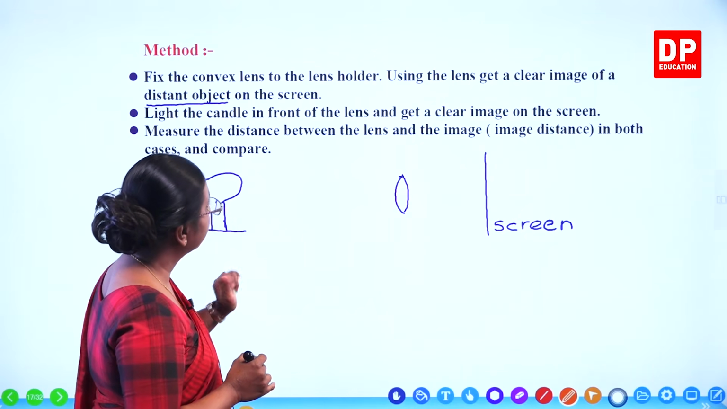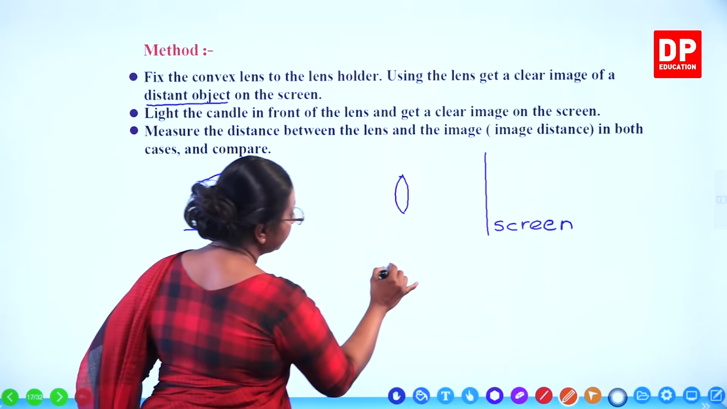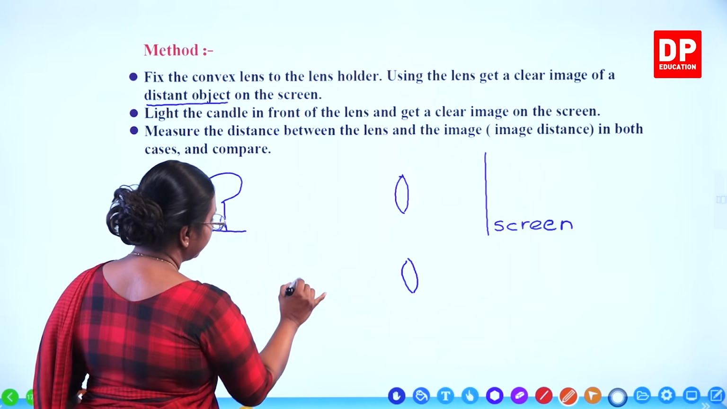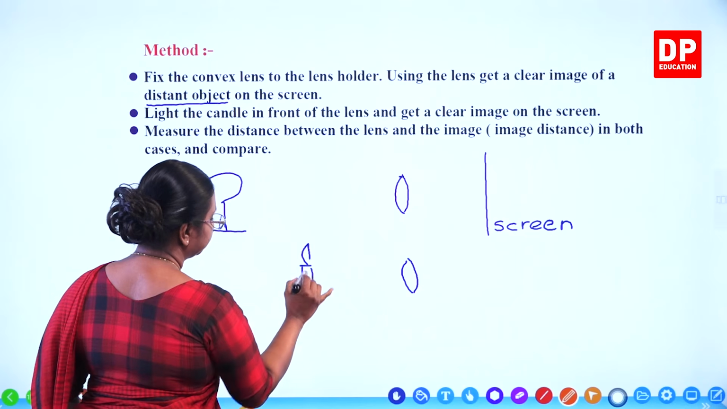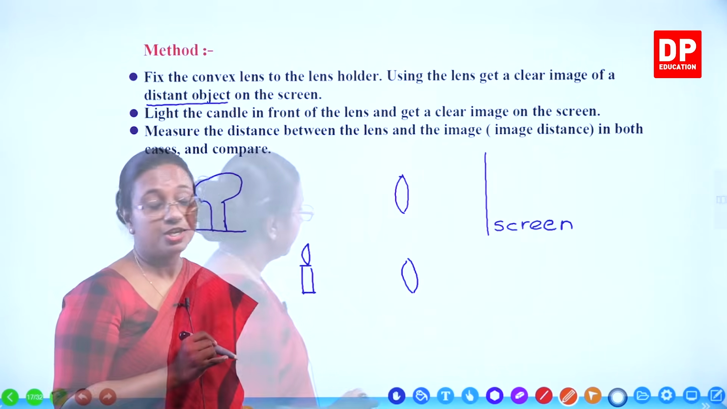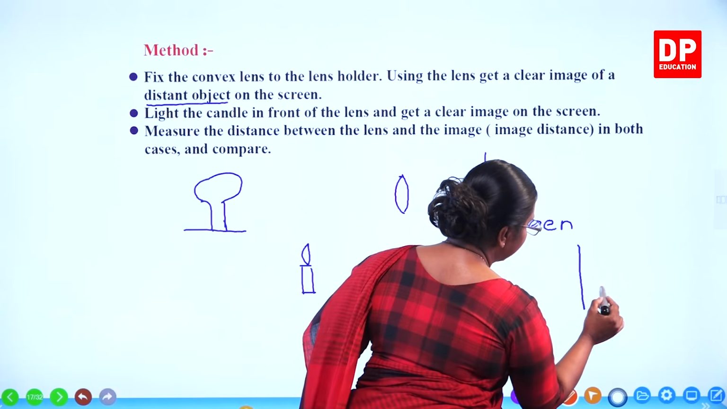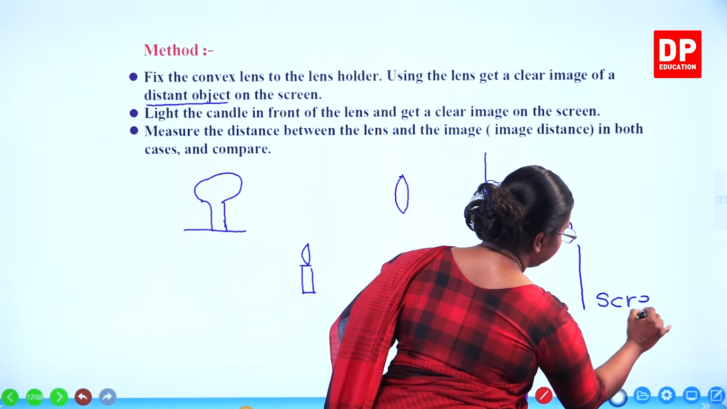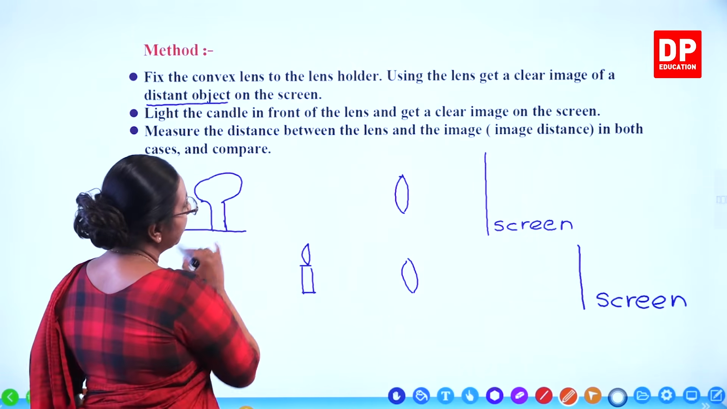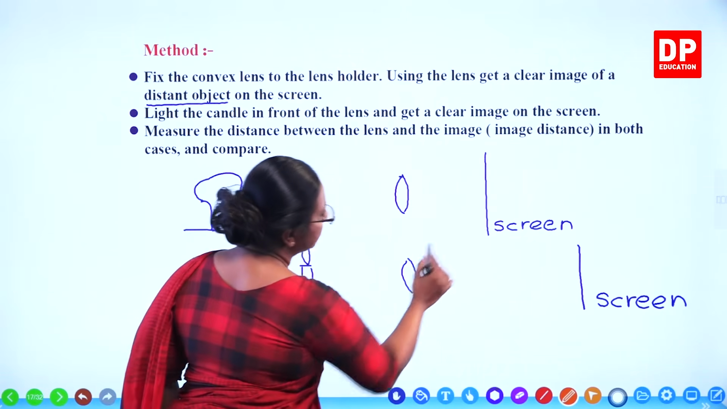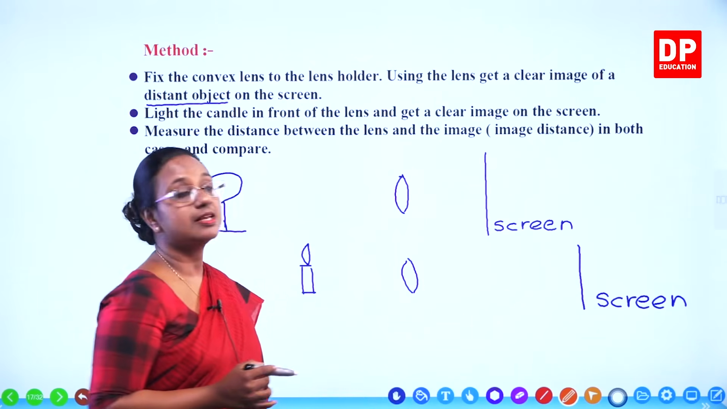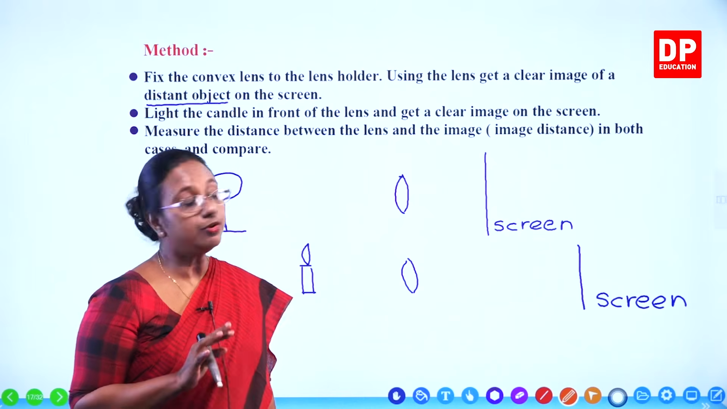Then after that, we have the same lens, but now we have the candle. And then we try to get the image. So here you will see that the image forms on the screen there. So you can see a far object, the image distance is less. A close object, the image distance is far. That is what you have to observe.